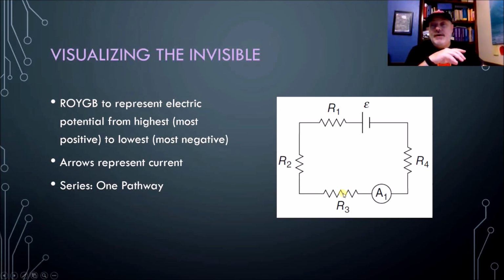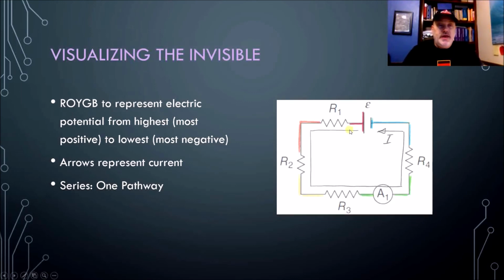So this one right here is a series circuit. So if we colored this one and put an arrow for the current, we would see that this is the high voltage side of the battery. And then the voltage drops as we go through the first resistor, and then drops some more as we go through the second, and then the third.